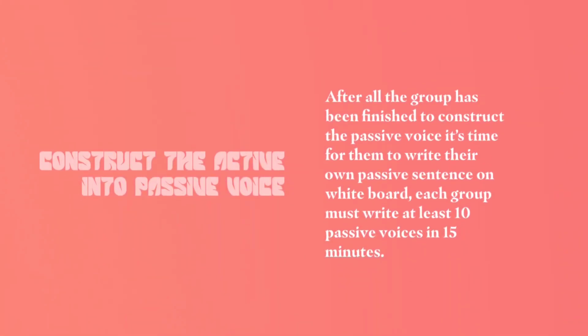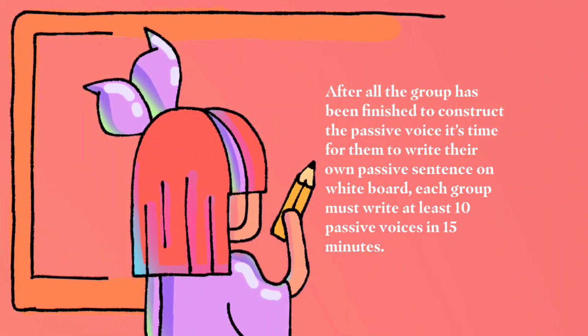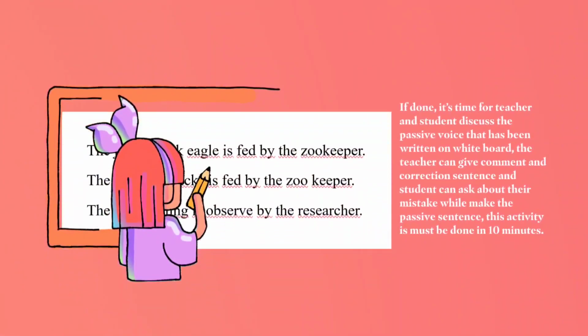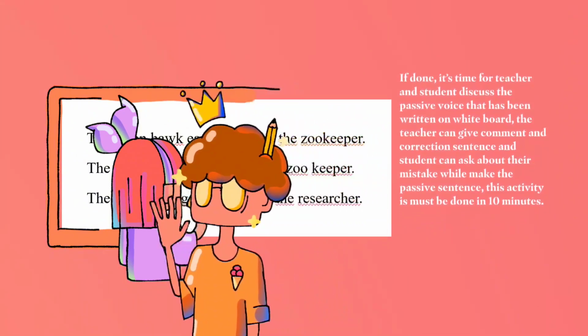After all of the groups have finished constructing the passive voice, it's time for them to write their own passive sentences on the whiteboard. Each group must write at least 10 passive sentences in 15 minutes. When done, it's time for the teacher and students to discuss the passive voice sentences written on the whiteboard. The teacher can give comments and corrections, and students can ask about their mistakes while making the passive sentences. This activity must be done in 10 minutes.